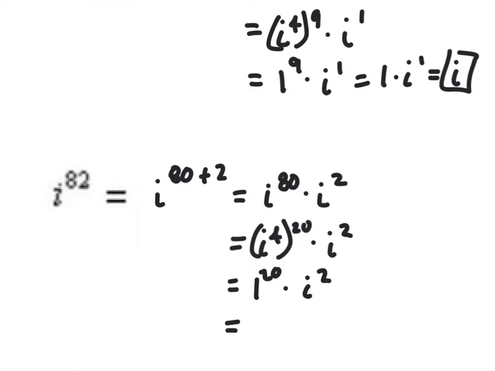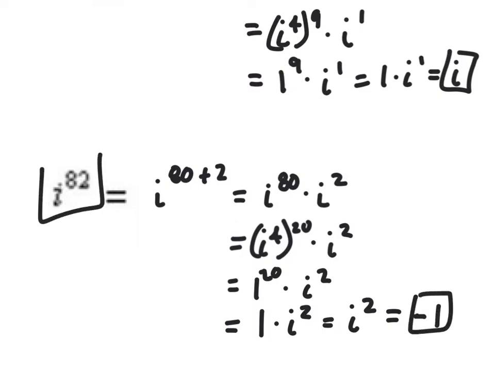So 1 to the 20th is just 1, times i squared, which is going to give me a value of -1, okay, because i squared is equal to -1. So if you had i to the 82nd power, that's equal to negative 1.